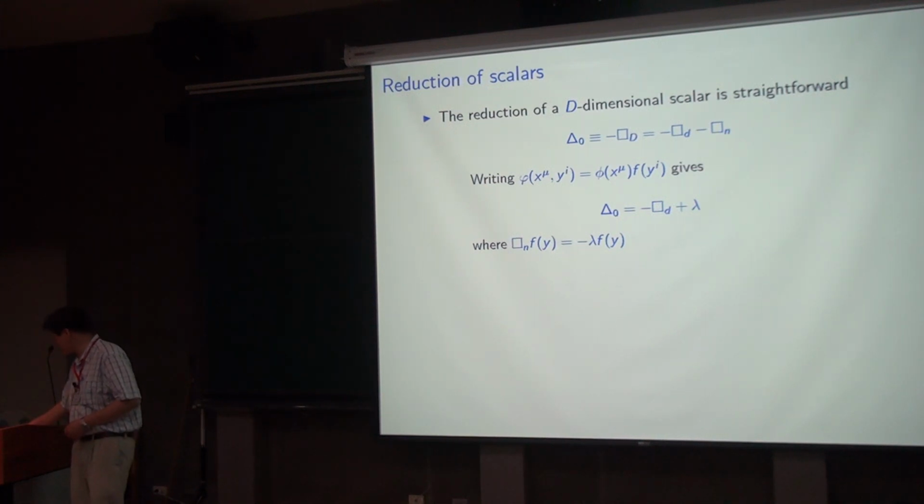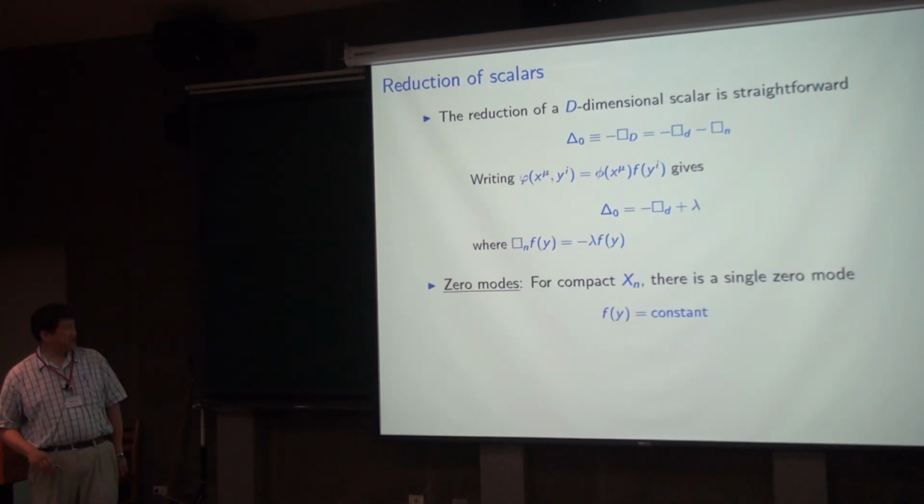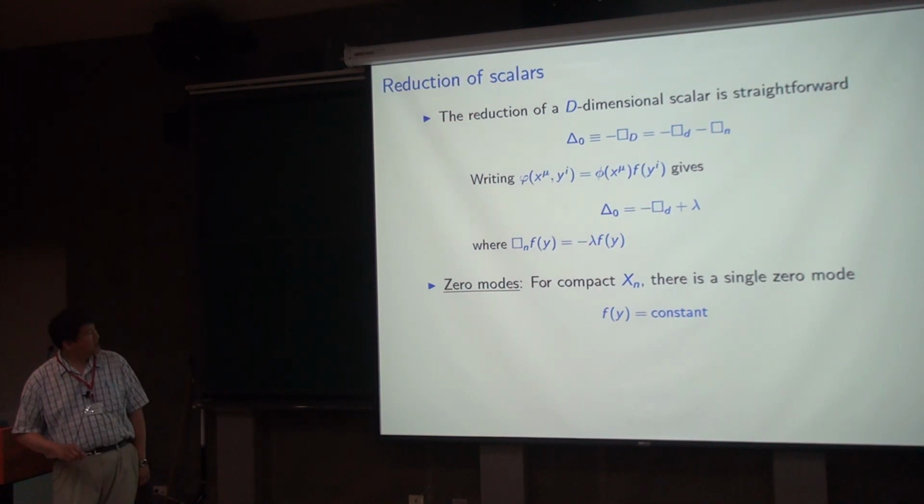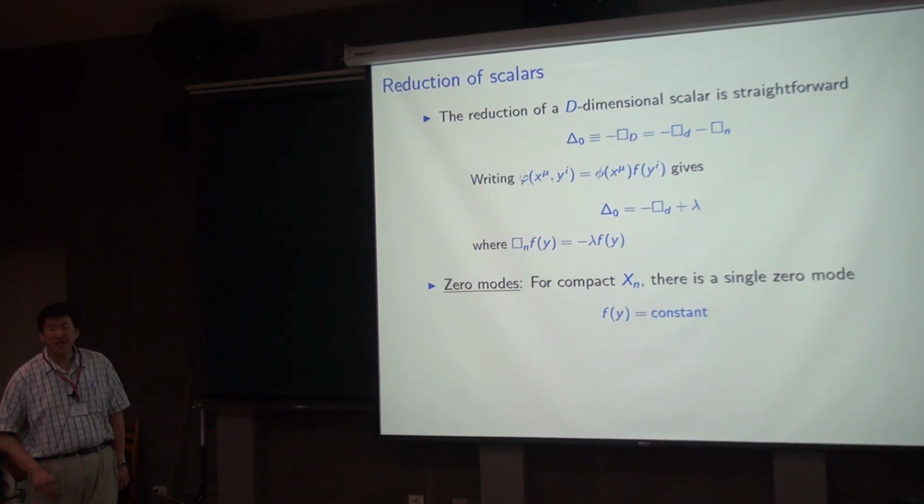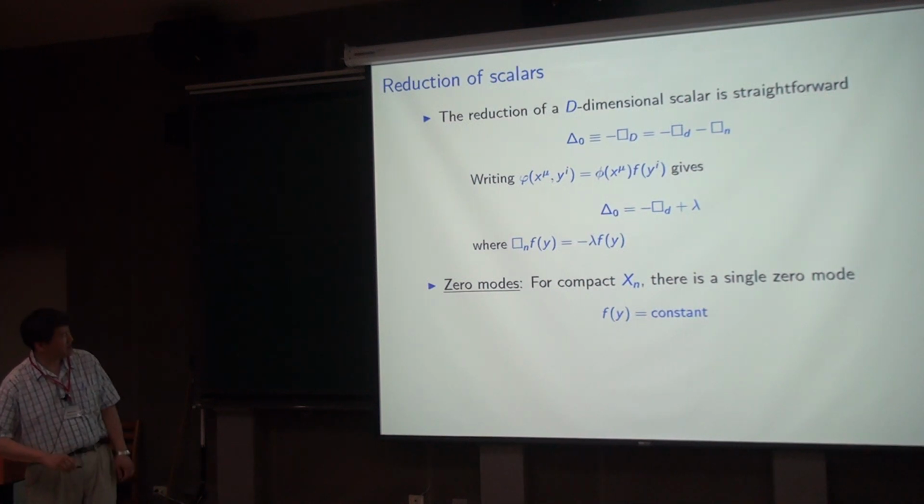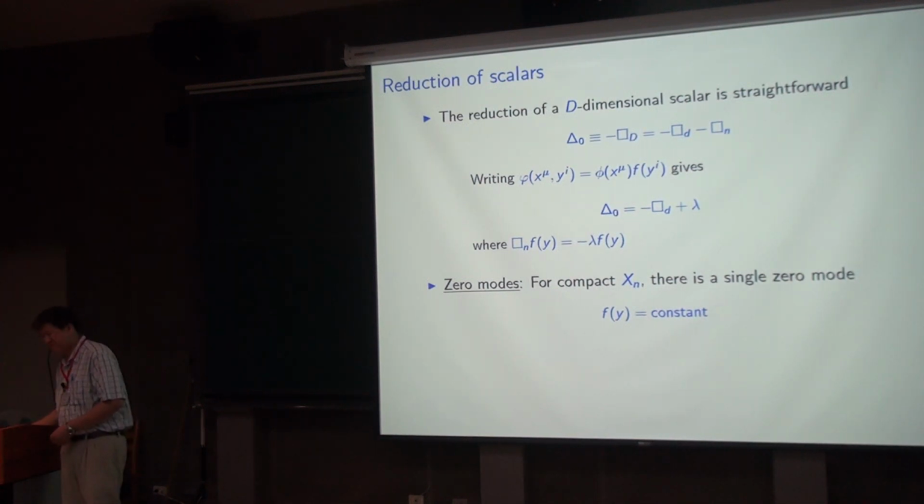There's a special case, of course, which is the zero mode. For compact internal manifolds, I can always choose f equals constant. There's a trivial way to solve Laplace's equation: f equals constant, lambda equals 0. That gives me a massless particle, without lambda over here. It gives me a massless particle in 4 dimensions.